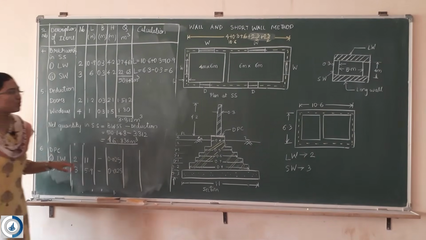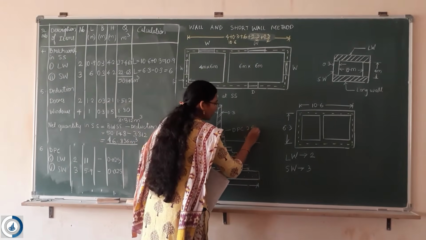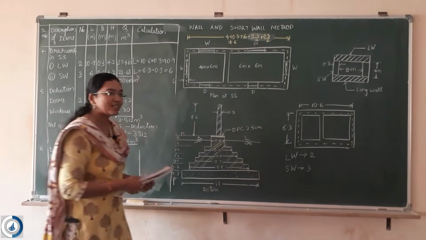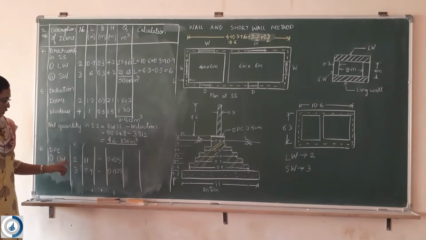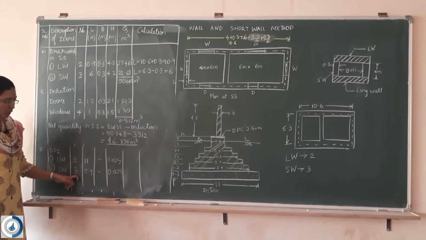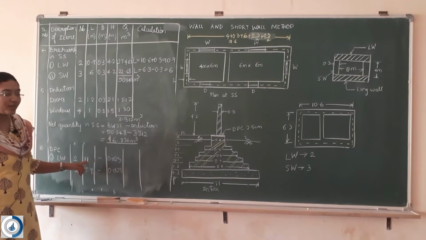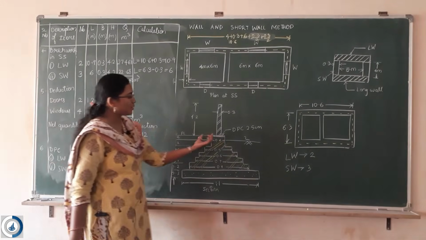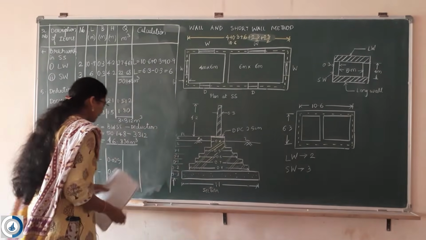So lastly, we have to calculate regarding the DPC, damp proof course. So damp proof course of 2.5 centimeter has been given in the problem. So we have to consider that and calculate the quantity of damp proof course. So again same, long wall and short wall, 2 long walls, 3 short walls. So now the distance I have written here, it is 11. How did I get this 11? That is this portion. For plinth I have already calculated. How did I calculate that?